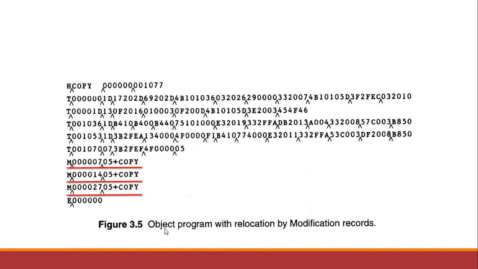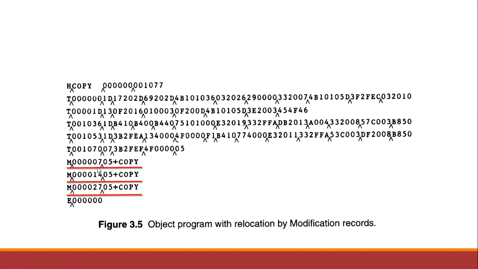When the loader loads, it will read the modification record, and here it will get information like where the modification has to be done, how many bytes have to be modified, and whether you have to add or subtract. This information is written clearly in a modification record, and depending on that, the program loading happens.